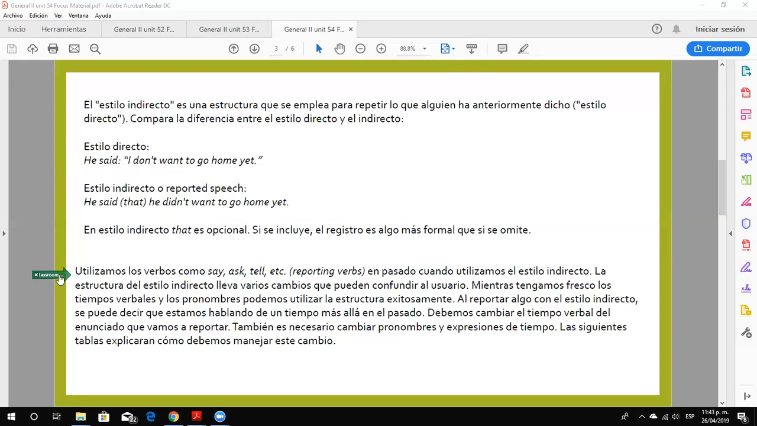When reporting something in indirect speech, we are talking about a tense further back in the past. We must change the verb tense of the sentence that we are going to report. It is also necessary to change pronouns, verb expressions and time expressions. The following tables, the following charts, will explain how we can manage this change.